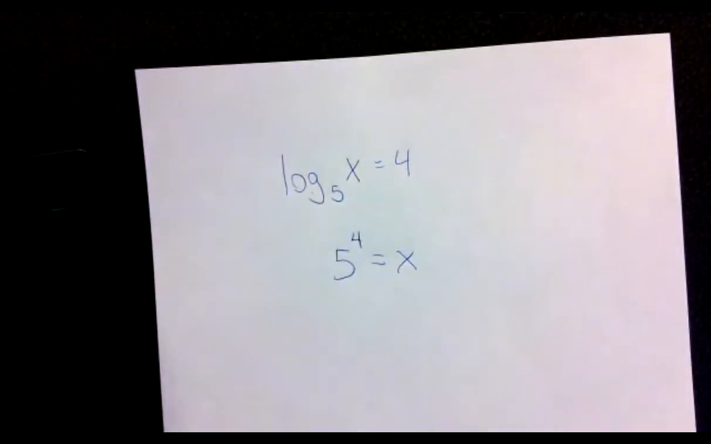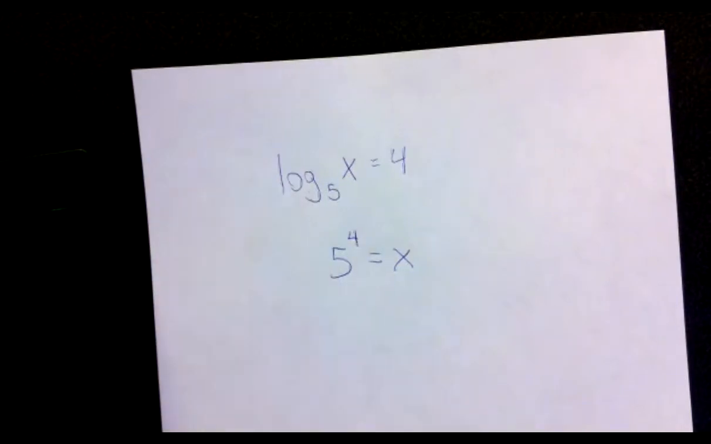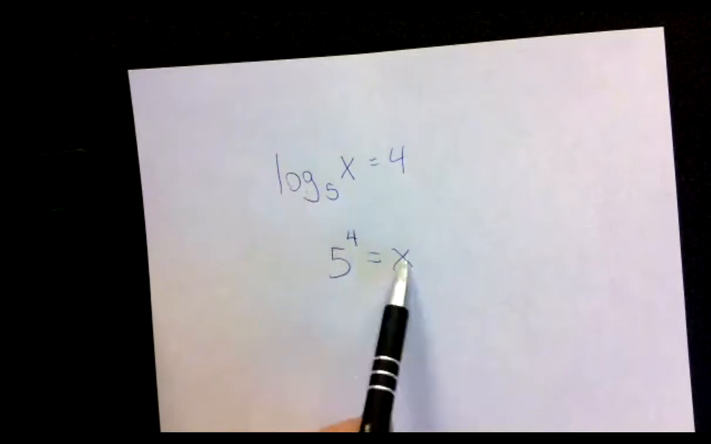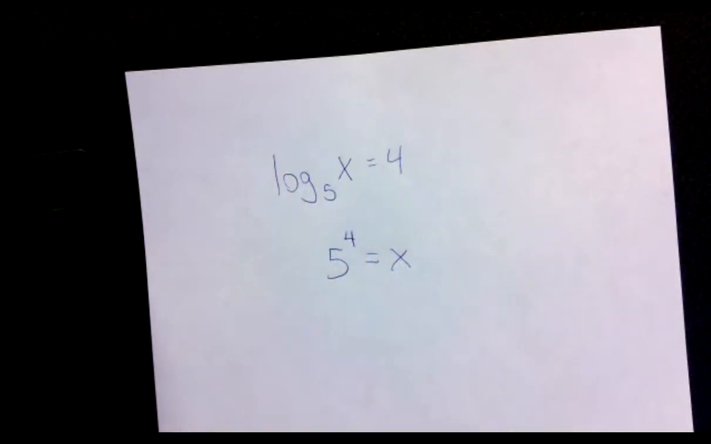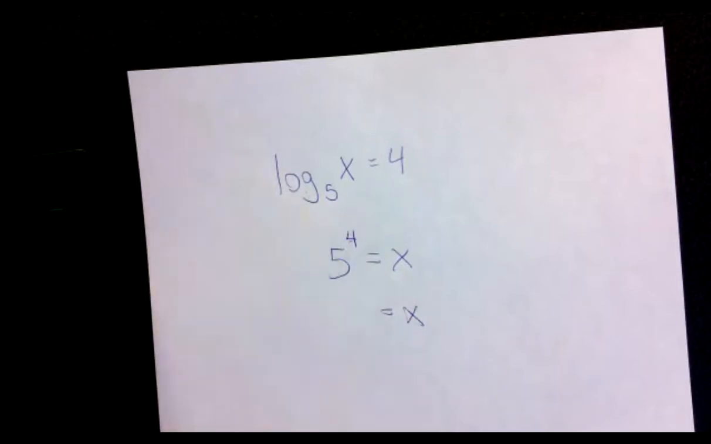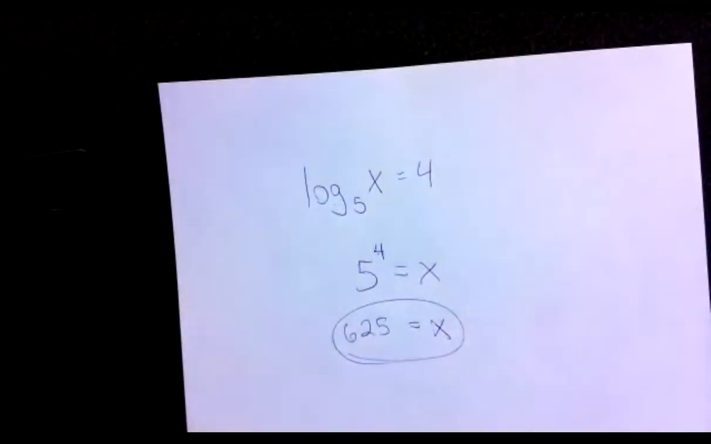So if we simply rewrite the log as an exponent, this whole thing means 5 to the 4th power is going to equal your x. So to solve for x, all we got to do is take 5 to the 4th power. So 5 times 5 times 5 times 5, or if we type in 5 to the 4th power, that would be 625.